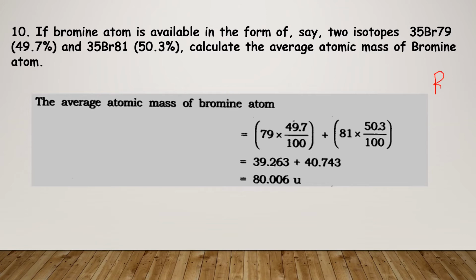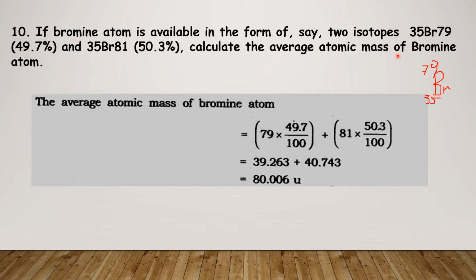Br, that is bromine, and here 35, that is the atomic number of bromine, and here is the mass number. So this is the one isotope of bromine, and one more isotope is there, that is bromine 35, but mass number is 81. So that is called isotope. So first one bromine 79. So we can call like that. Bromine 79 is 49.7%, and bromine 81, that is the next isotope, is 50.3%. Okay, so bromine atom is available like this, these two forms.